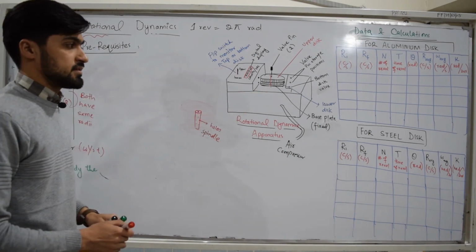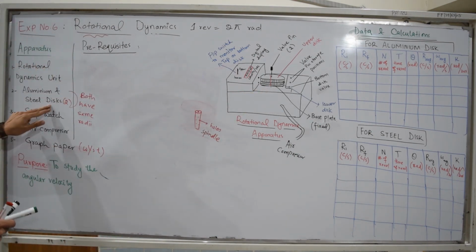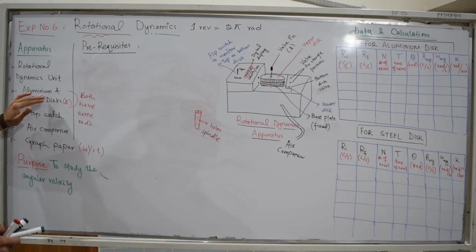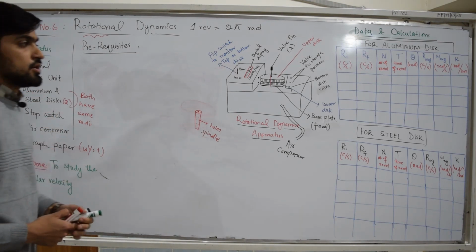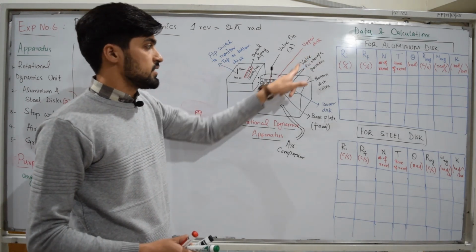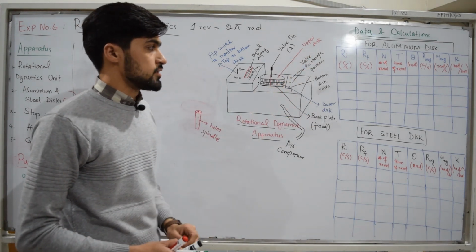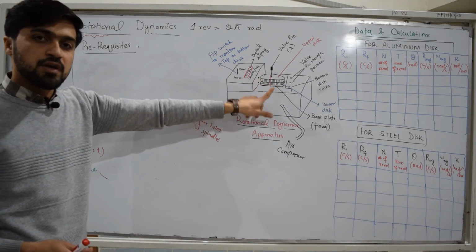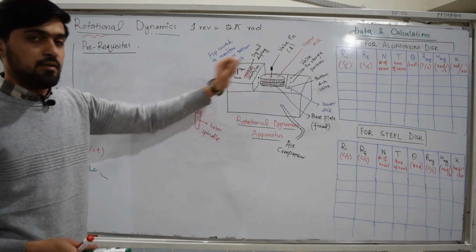So there are three discs actually. Two are the steel discs having the same radii, and one is the aluminium disc. So the first one is the upper disc. We call it the upper disc or the top disc. This one is the lower disc. These discs can rotate about this spindle.